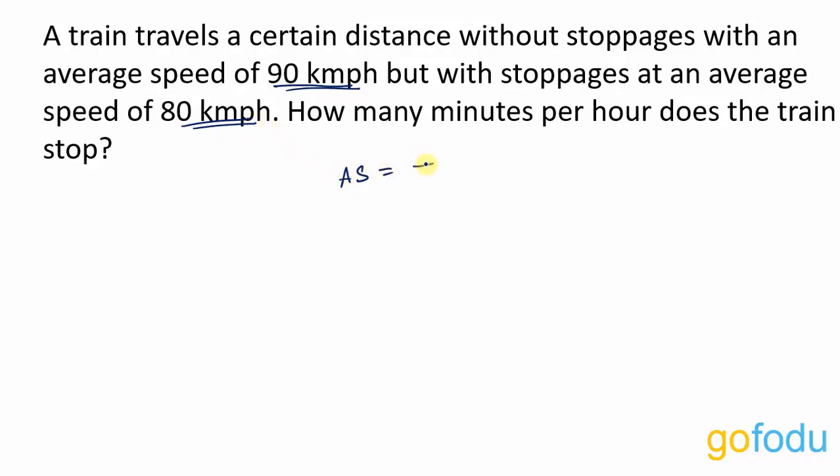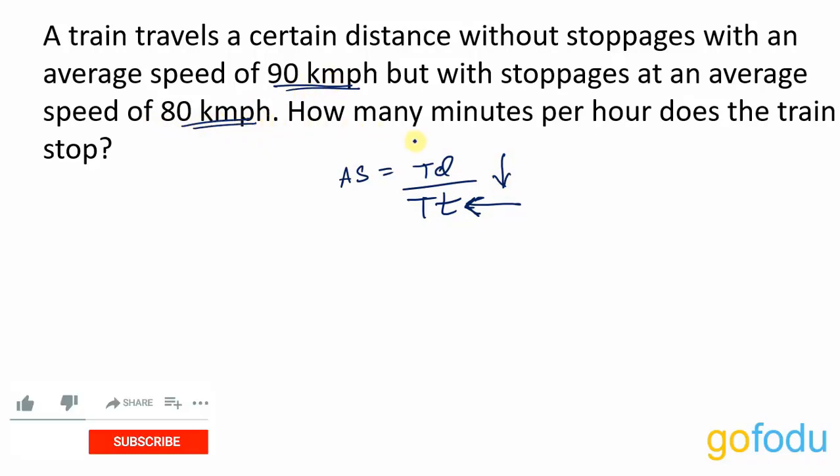Average speed is total distance upon total time. When we take stoppages into consideration, this total time increases because time taken for stoppages is also included. When the denominator increases, this overall value decreases. So average speed decreases from 90 km per hour to 80 km per hour.